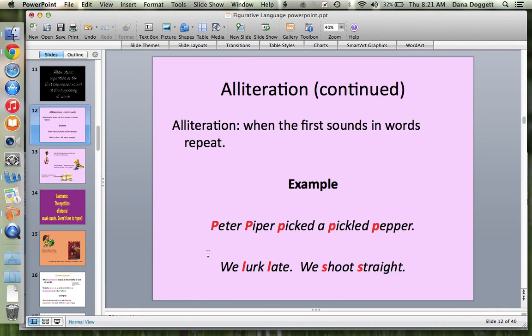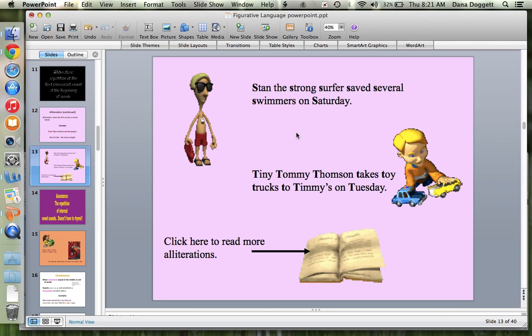An example, of course, the tongue twister, Peter Piper picked a pickled pepper. Or, we lurk late, we shoot straight. Here's a couple more. Stan the strong surfer saved several swimmers on Saturday. Or Tiny Tommy Thompson takes toy trucks to Timmy's on Tuesdays.